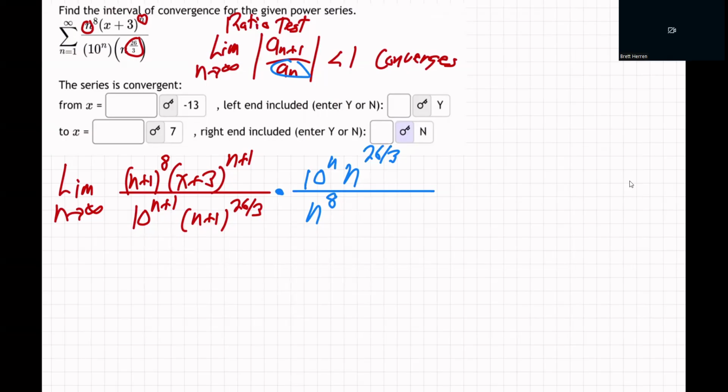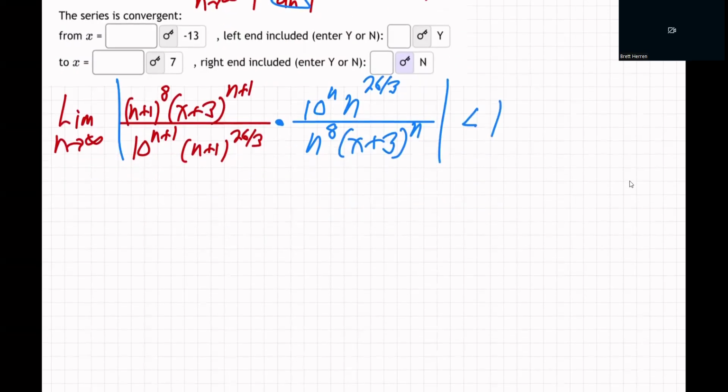Well, I was going to do a trick, but let's just keep going. x plus 3 to the n. All right, and we want the absolute value of all that less than 1, because that's where it'll converge. So what can we do? Well, n plus 1 to the 8th, I'm going to leave that be. This part I'm going to change. This is x plus 3 to the n times x plus 3 to the 1, isn't it? So let's rewrite that way.